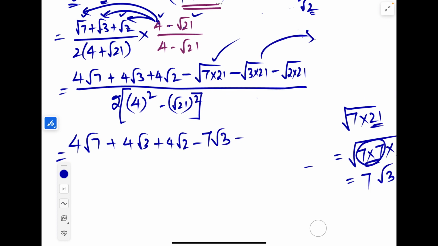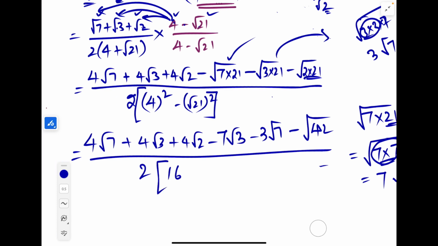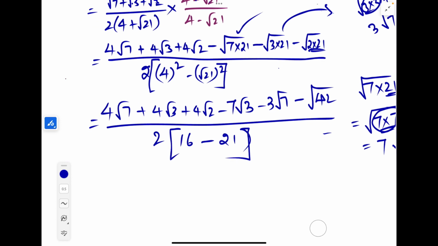Okay. So 4 root 7 plus 4 root 3 plus 4 root 2 minus 7 root 3, minus, same thing, this one, 21 can be written as 3 into 3 into 7, within the square root. So here 3 is making a pair, so we can write it as 3 root 7. So minus 3 root 7, minus 2 into 21, we can't get any pairs of numbers, so write square root of 42, by 2 into 4 square is 16 minus root 21 square is 21.